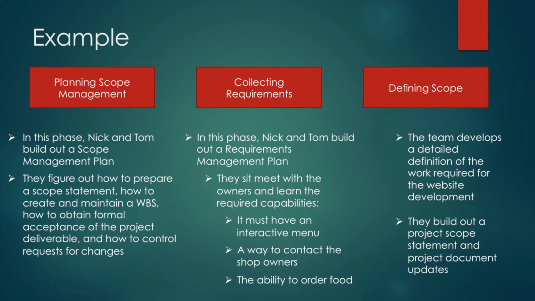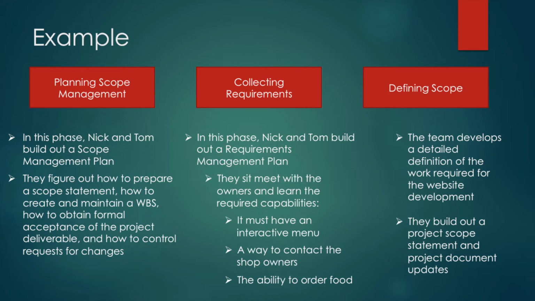The first phase of project scope management is planning scope management. The team needs to build out a scope management plan. They determine how to prepare a scope statement, how to create and maintain a work breakdown structure, how to obtain formal acceptance of the project deliverable, and how to control requests for changes.